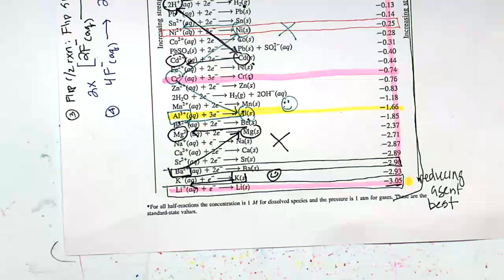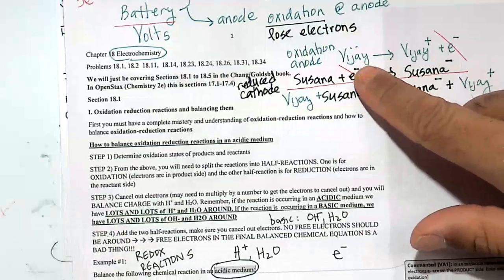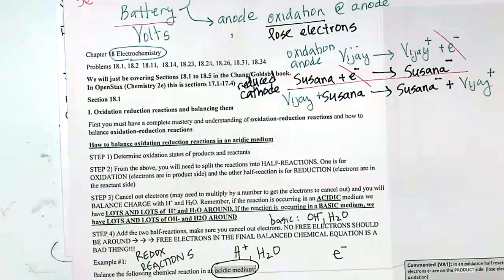Okay, what does that mean? Coming back to the example, I give an electron, I become oxidized, she takes it. She becomes the oxidizing agent because she causes my oxidation. What do I do to Susanna? I reduce her. I am a reducing agent. Why? Because I caused her reduction. She caused my oxidation. She is an oxidizing agent.